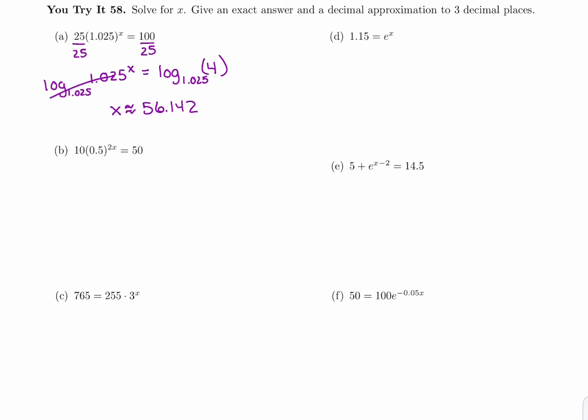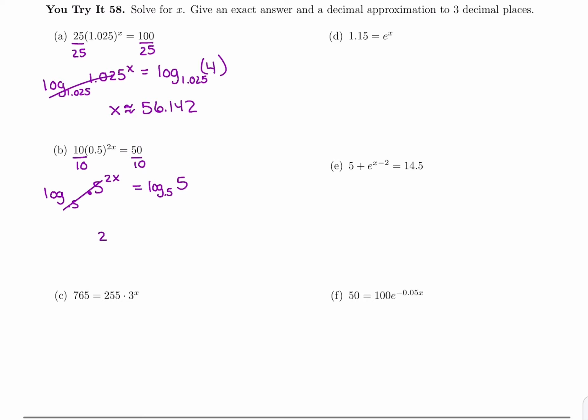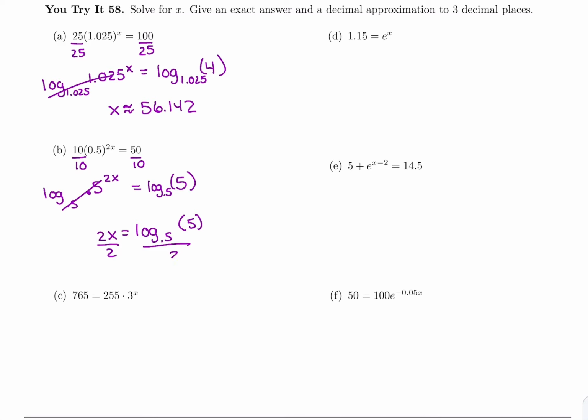Working our way down, the next one, I have to divide by 10 to get the exponential on one side by itself. So I'll have 0.5 raised to the 2x equals, I'm going to leave some space, 50 divided by 10 is 5. Now I'm ready to take log base 0.5 of both sides. And that gives me 2x equals log base 0.5 of 5. And then I just need to divide by 2 to get x by itself. There's the exact answer. And our approximate answer is going to be found by plugging into our calculator and getting negative 1.161.